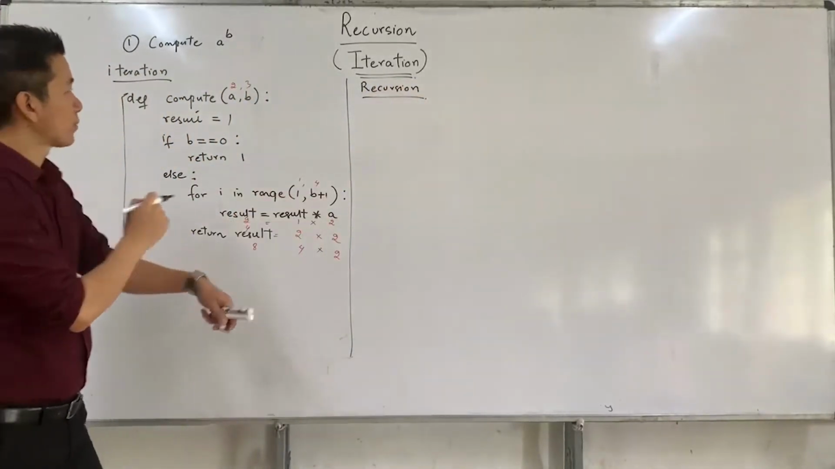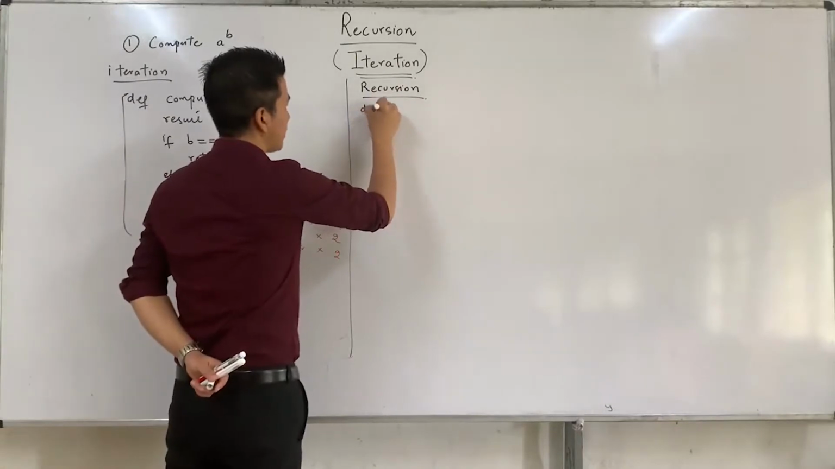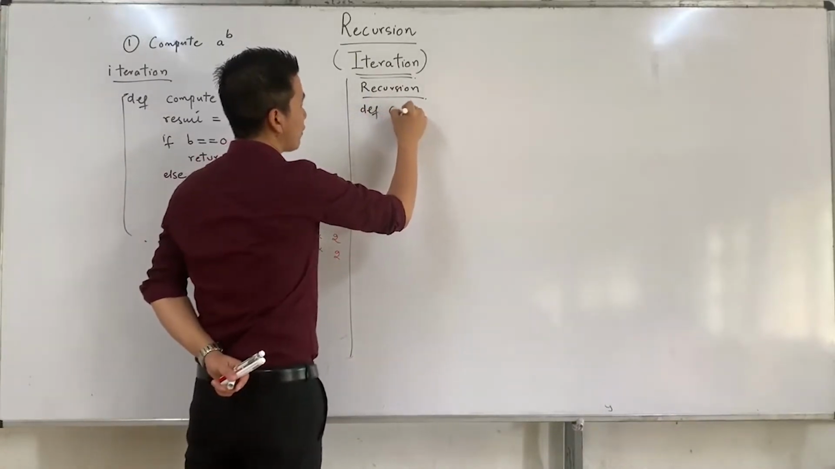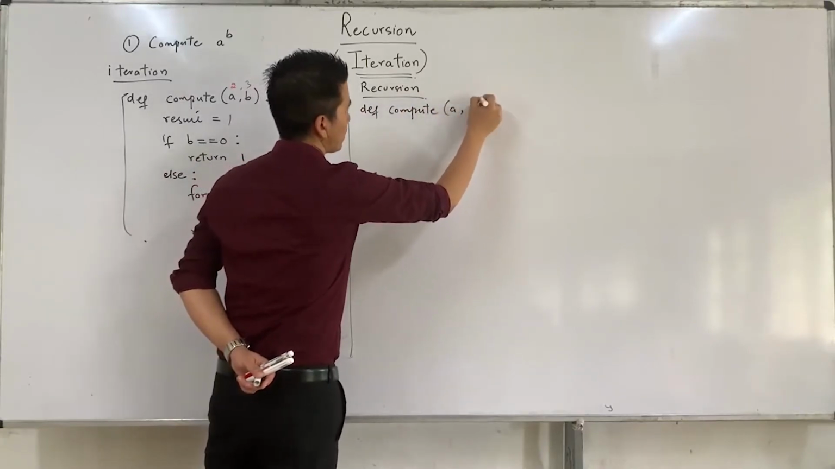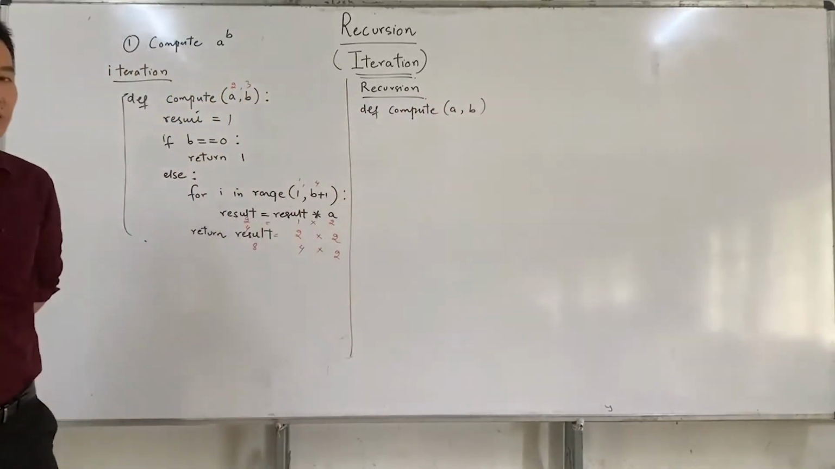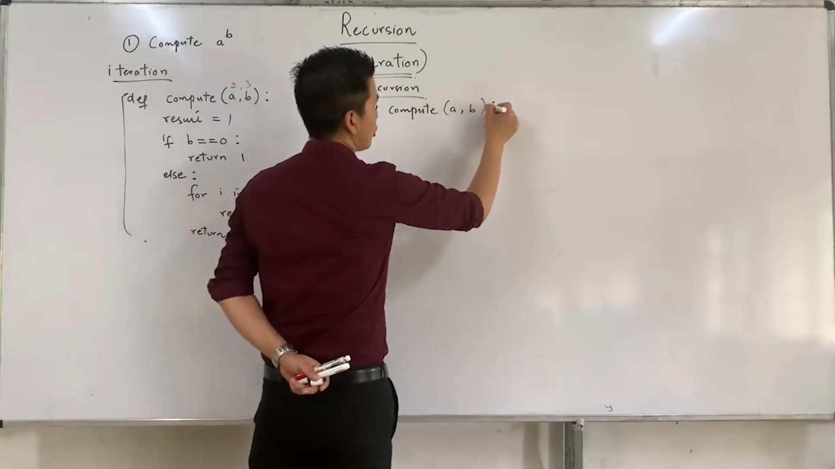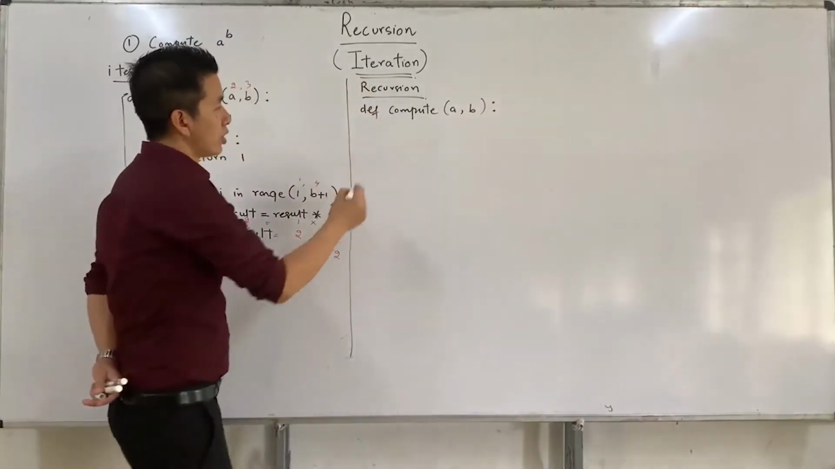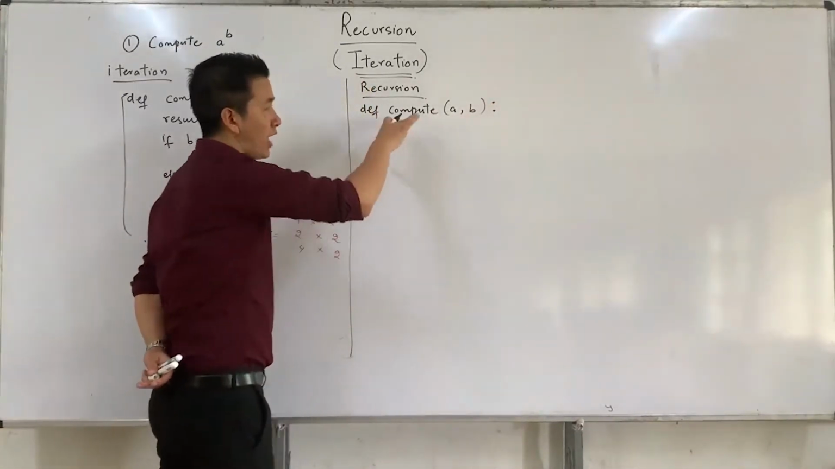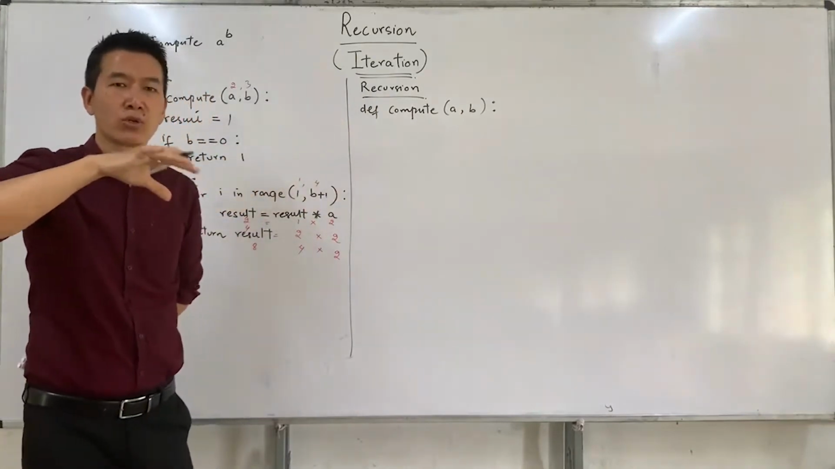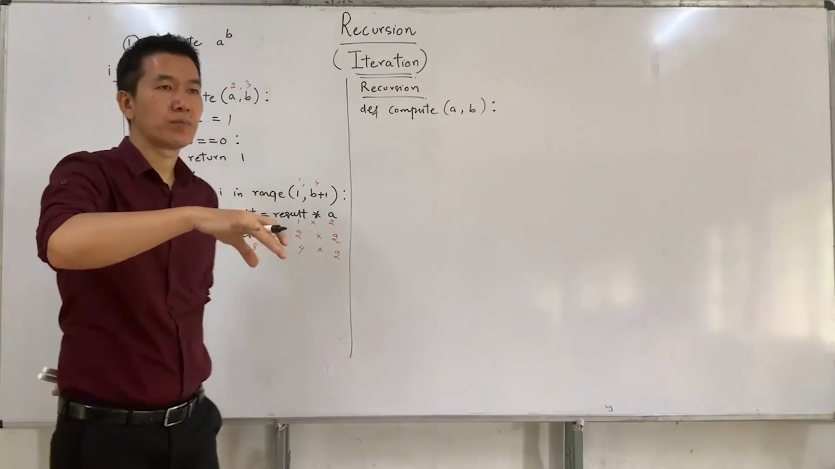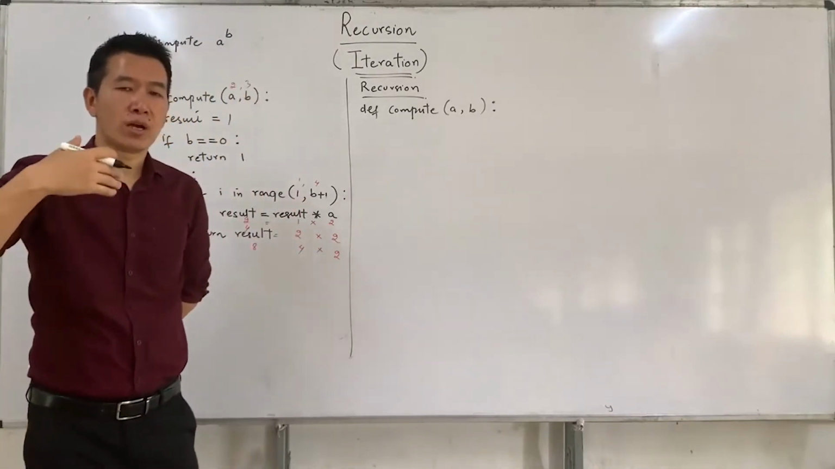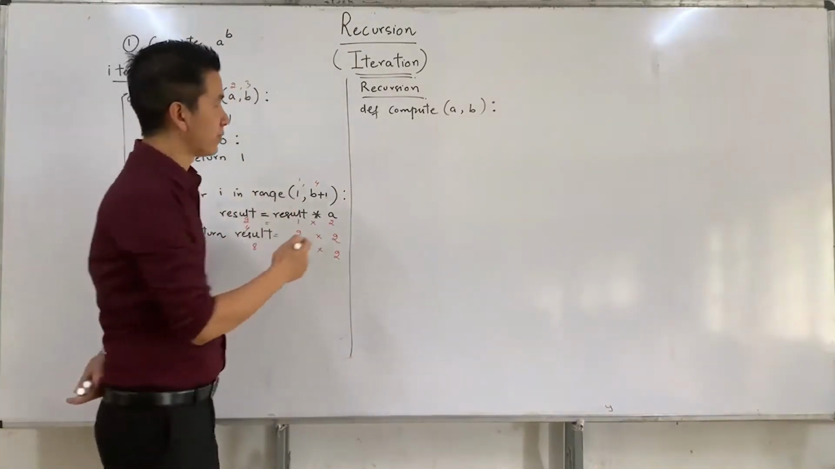Okay, so again I'll have the def keyword, and the name of the function is compute, and then you have 2 arguments, A and B. So the first thing that you should have in the recursion is the base case, the situation which will bring the recursion calls to an end.